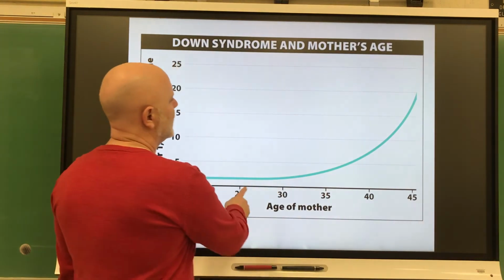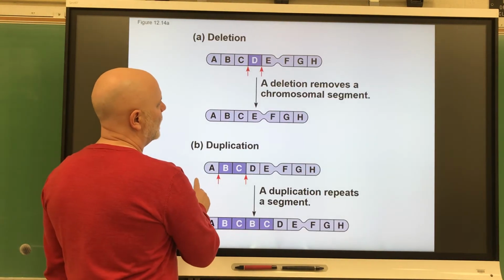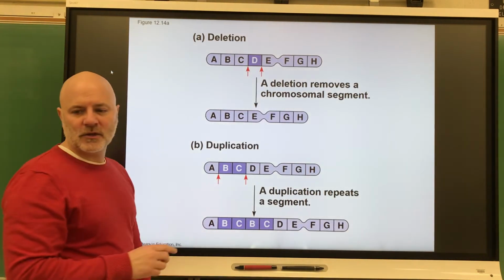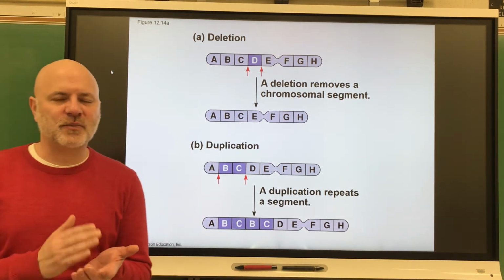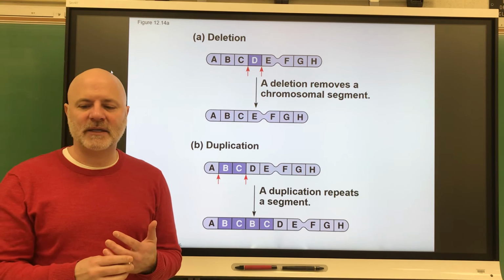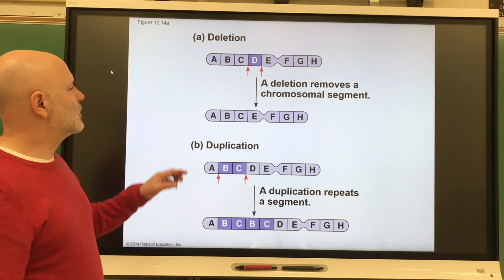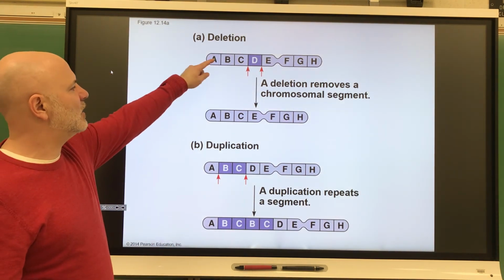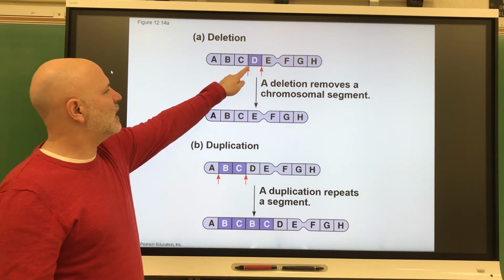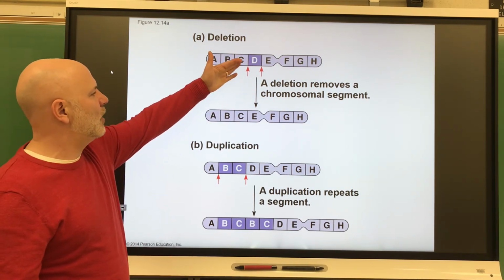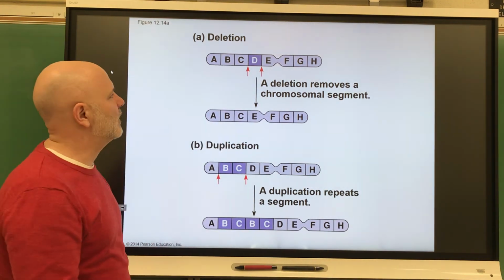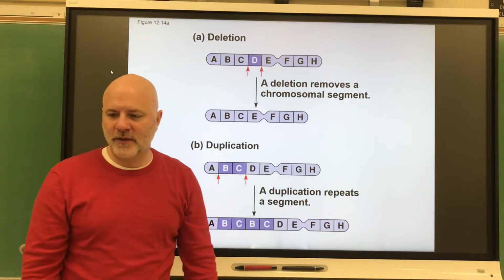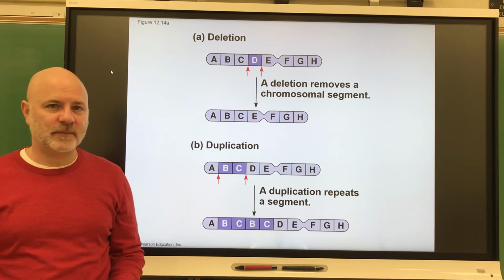So, let's look at changes in chromosomal structure. Here, the chromosome is broken, and it can be put back together incorrectly. One case is just what you see here. This is a deletion. Here, this section got broken, and then when the chromosome was put back together, it was put back together without that section in there. So this is a loss of a fragment of a chromosome.